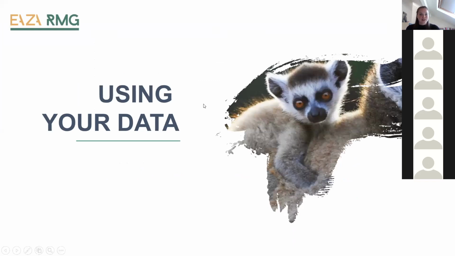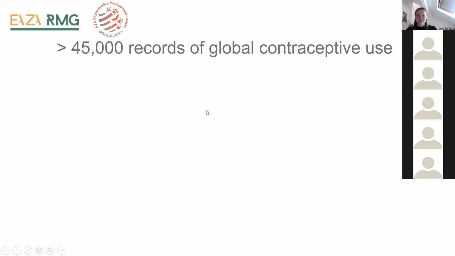So firstly, I'd like to massively thank you all for taking the time to add your data. We now have over 45,000 records of contraceptive use in captive wildlife. This is shared in a database with the EAZA Reproductive Management Centre. And together we use all of this information to produce our contraceptive guidelines. So for every single field I have shown you, we have a corresponding field in our database.